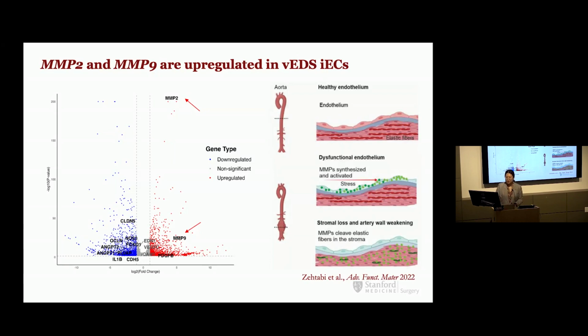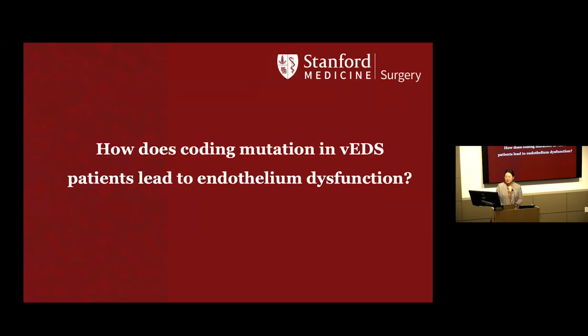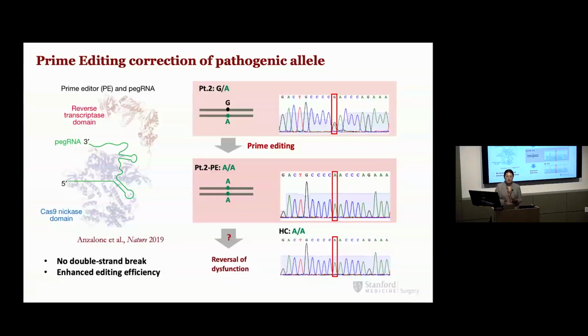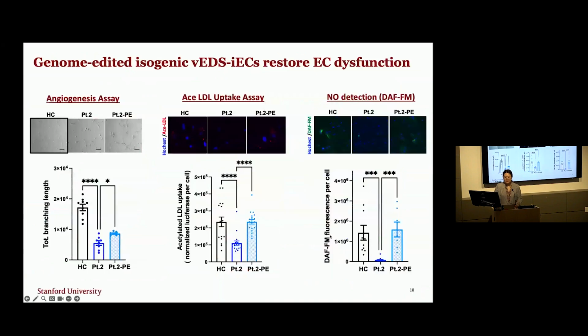Based on what we found here, we want to address the second question: how does the COL3A1 mutation in vEDS patients lead to endothelial dysfunction? To answer this, we performed prime editing to correct the pathogenic allele in the patient-derived iPSCs, which then was consistent with the healthy control. In the differentiated endothelial cells, compared to the patient-derived iPSC-ECs, the pathogenic correction reversed the capacity for angiogenesis, LDL uptake, and nitric oxide production. So this correction can restore the EC dysfunction we found in the vEDS patient.